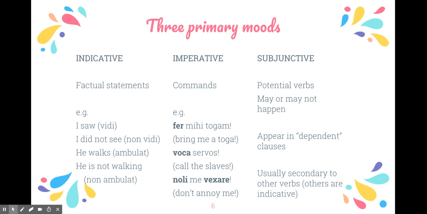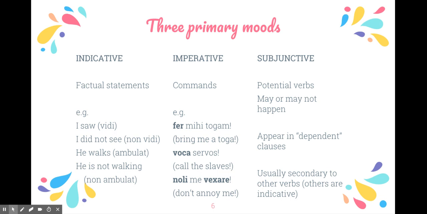You also know imperative verbs, and I don't know if you realize, but imperative is also a mood. Imperative verbs are commands. For example, fer mihi togam, bring me a toga. Voca servos, call the slaves. And then we had negative imperatives. Noli me vexare, don't annoy me.